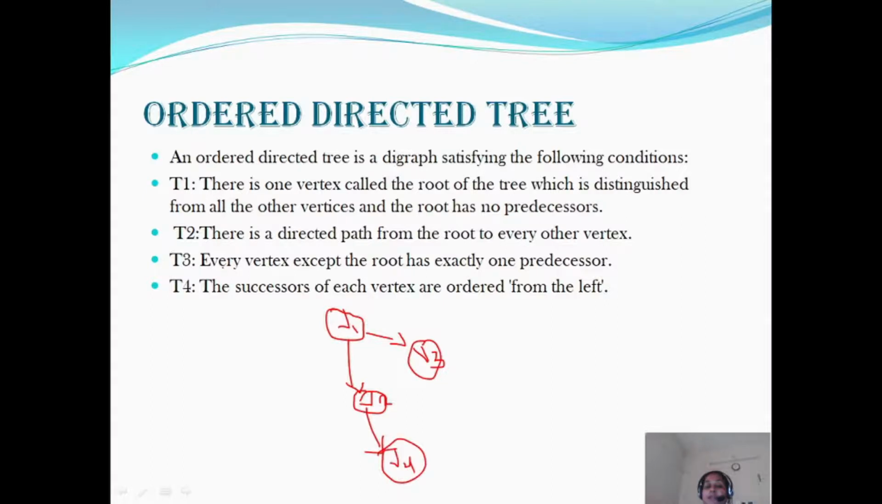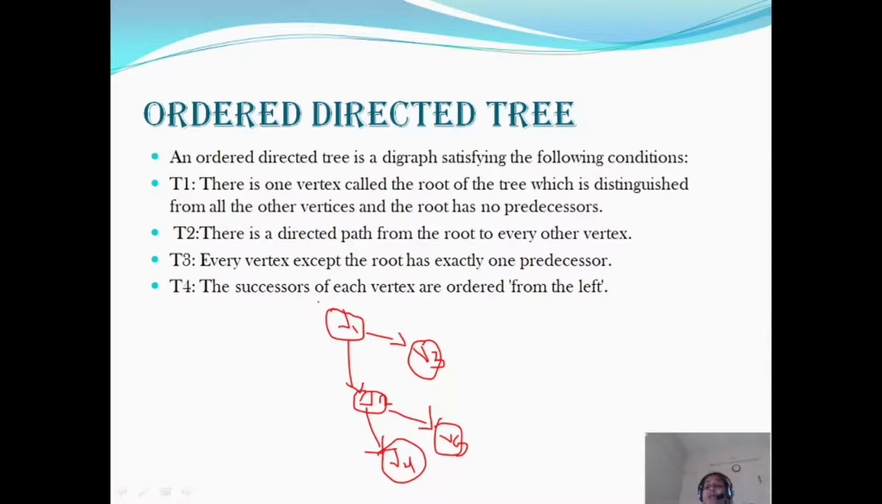The third condition is that every vertex except the root has exactly one predecessor. The root has no predecessors, but all other vertices must have one predecessor. For example, here node V4 has predecessor V2, V5 has predecessor V2, V2 has predecessor V1, V3 has predecessor V1, and V1 has no predecessor. All others except the root must have a predecessor.